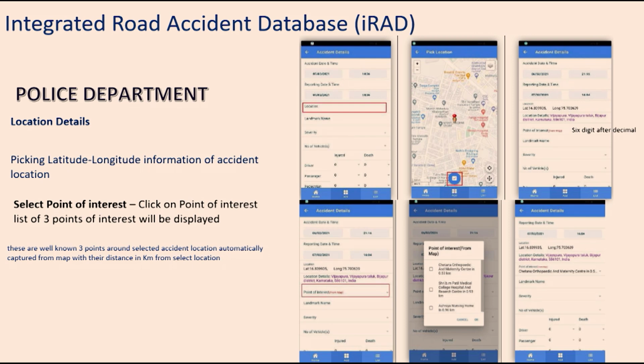Okay. Then a point of interest. Some of the other details you need to fill are landmark and other location, to relate the importance of the accident place, whether it is located close to a very important landmark.